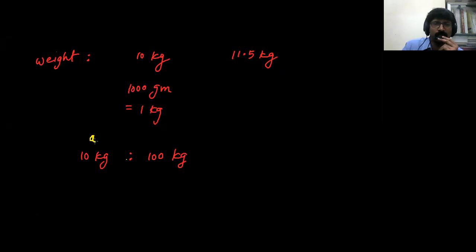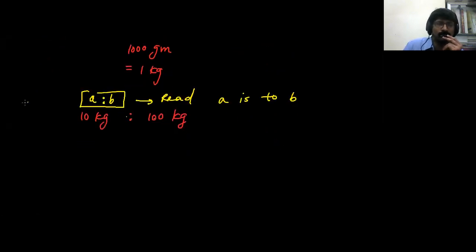So what is A is to B? This is the symbol of a ratio. A is to B. How do you read this? A is to B. What do you mean by that? So 10 kg is to 100 kg. Now, is this the simplest form? No, this is not the simplest form. This is a very important thing: A is to B, read as A is to B. Now this can be simplified as 10 upon 100.